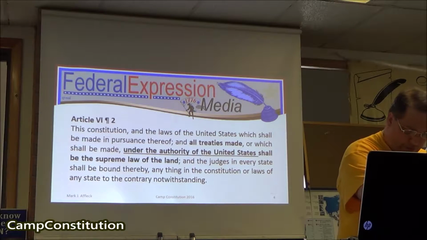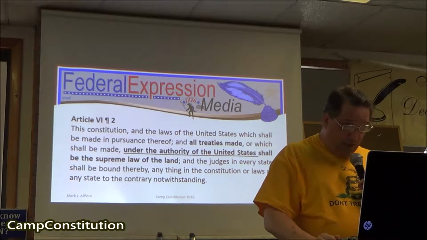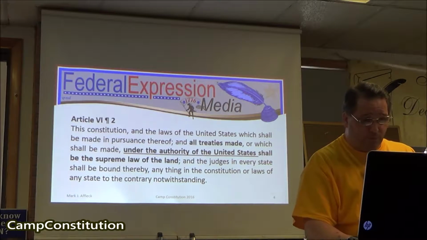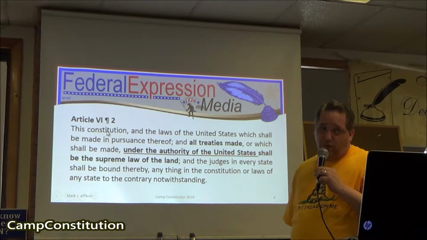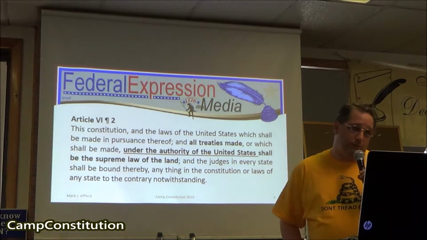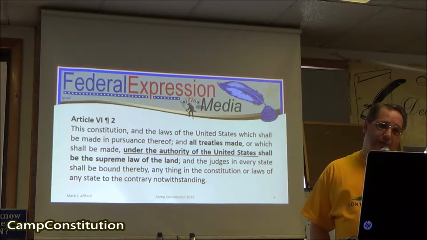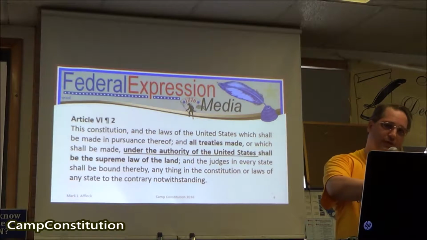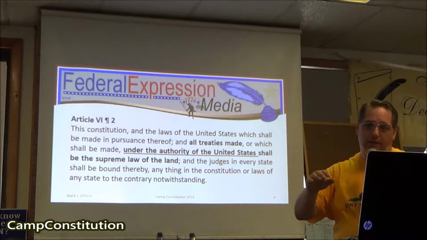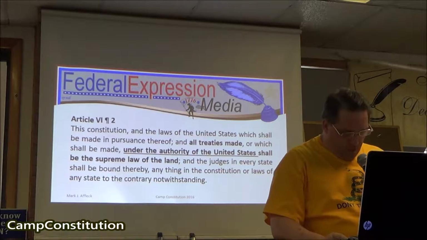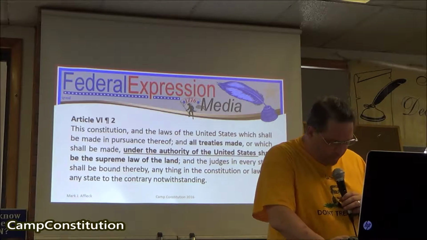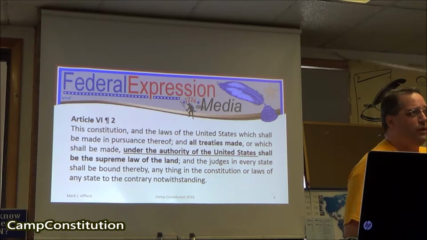Now, we're going to look at 2 interesting things here. We're going to see that when they talk about laws of the United States, they're talking about in pursuance of the Constitution. But when they talk about treaties, they're talking about treaties made under the authority of the United States. So why do they use pursuant to the Constitution when they're talking about law, and under the authority of the United States when they're talking about treaties? Okay?